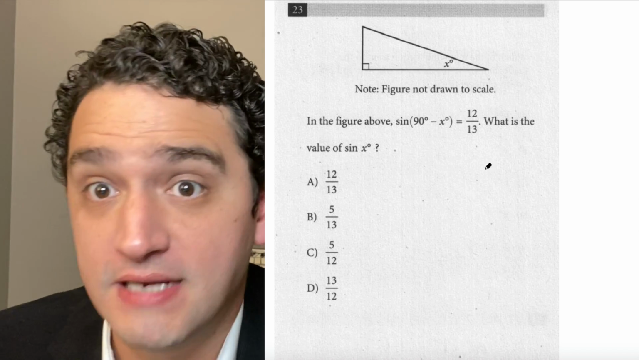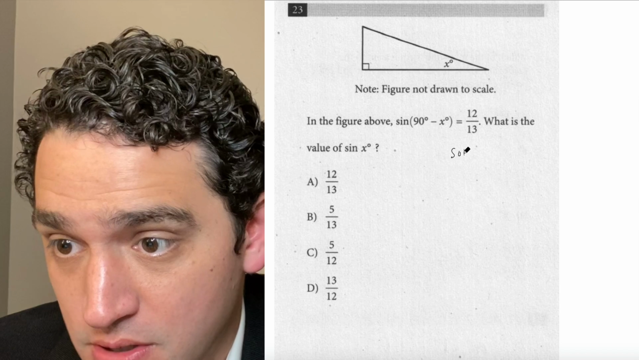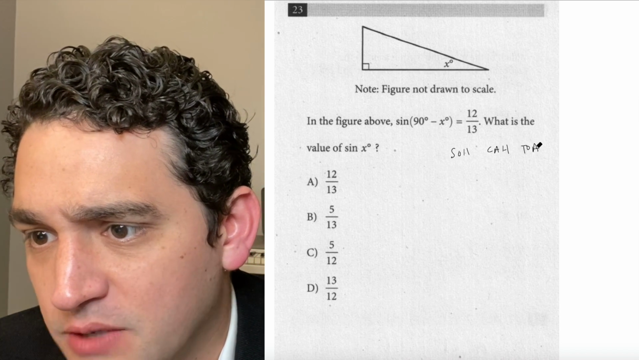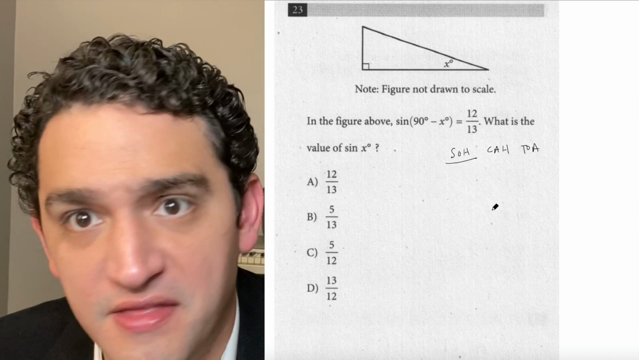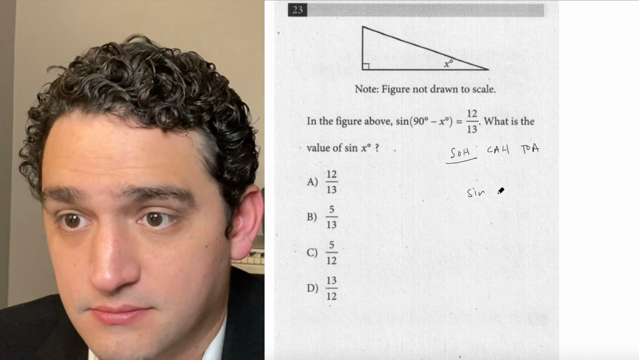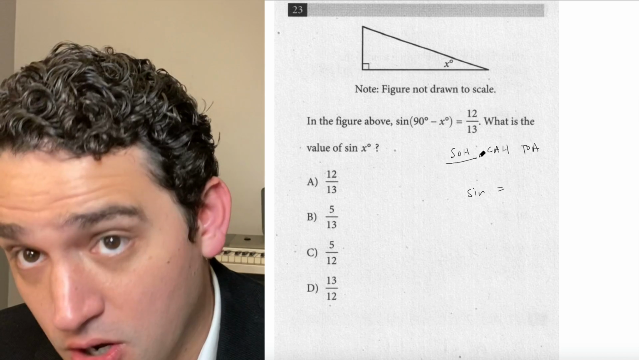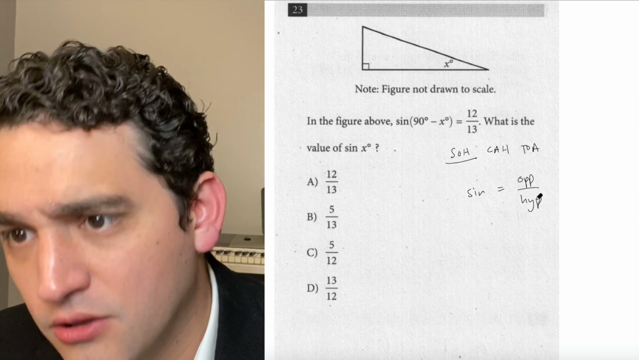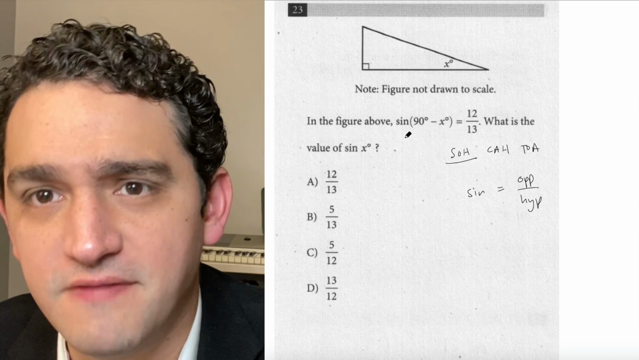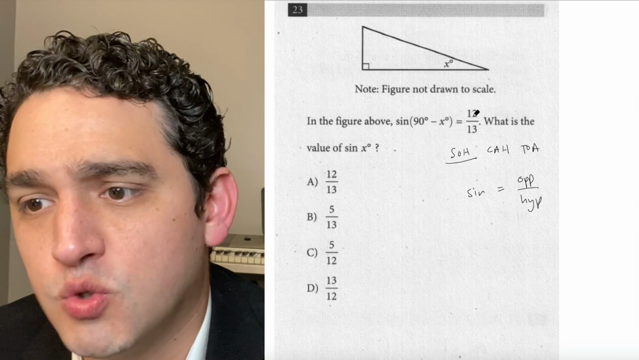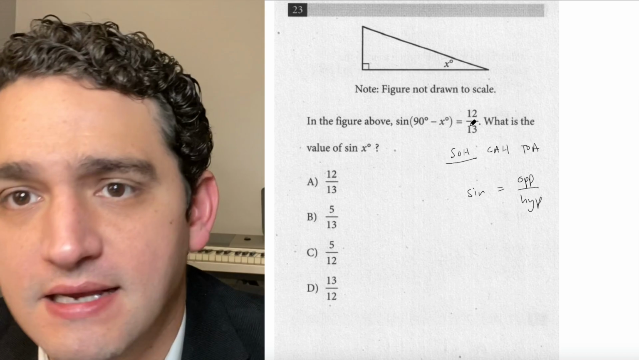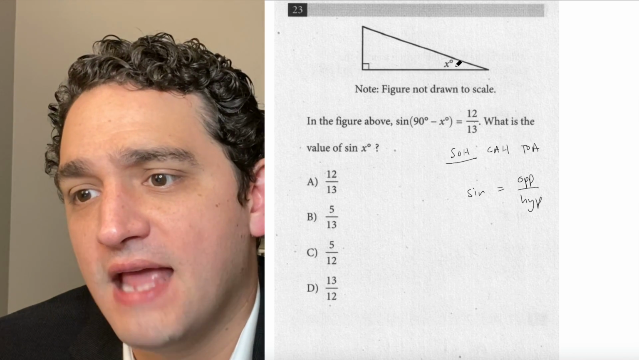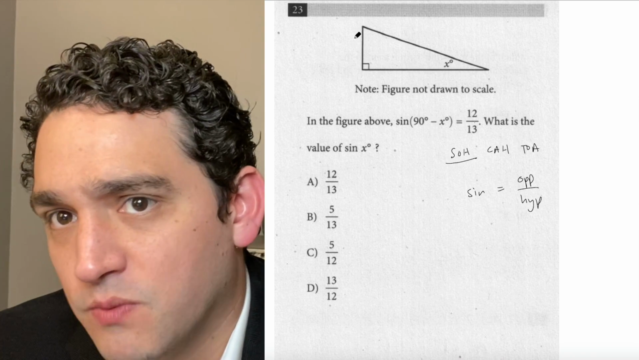Well, let's go ahead and write down what we always write down: SOH CAH TOA. And of course, we know we're dealing with sine, so let's focus on this and remind ourselves sine of any angle equals OH, opposite over hypotenuse. Well, look at this. They're telling us that the sine of 90 minus x equals 12 over 13. Well, what is 90 minus x? Let's figure this out. If this angle is 90 and this angle is x, perhaps it's this one. Let's find out.